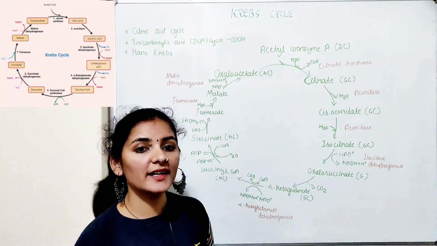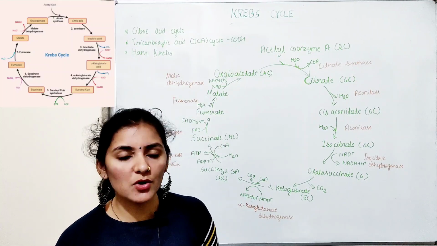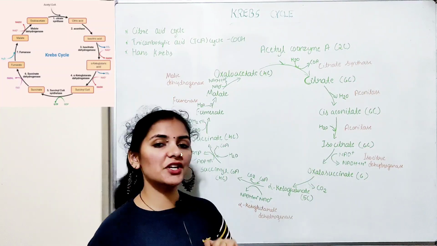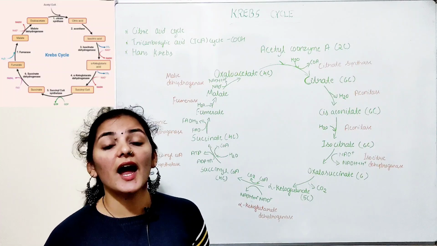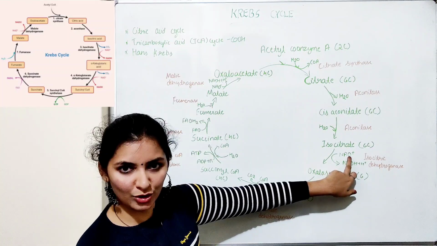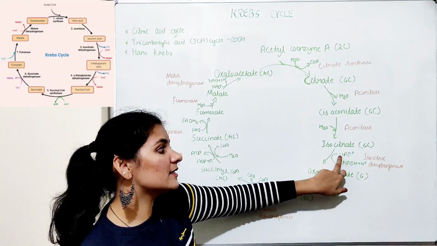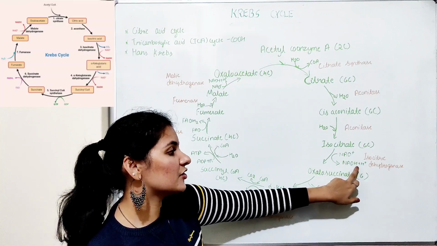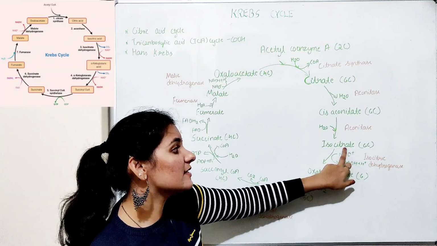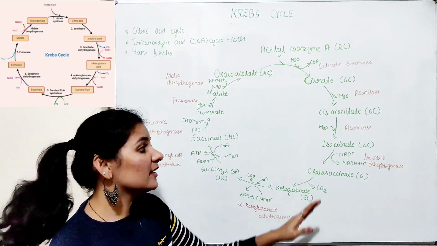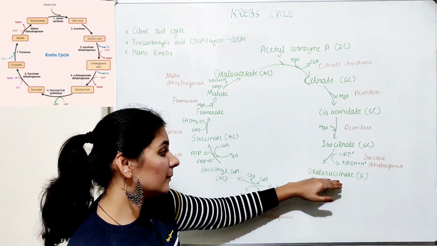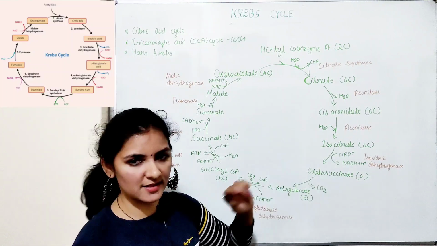Later, this isocitrate undergoes oxidation to produce oxalosuccinate, which is again a 6-carbon compound. During this oxidation process, 2 hydrogen atoms are released, and these 2 hydrogen atoms are received by NAD+, that is nicotinamide adenine dinucleotide. After receiving 2 hydrogen atoms, NAD+ is reduced to NADH and H+. So isocitrate is oxidized to oxalosuccinate, and NAD+ is reduced to NADH and H+. This reaction is catalyzed by the enzyme isocitric dehydrogenase. So ultimately the 6-carbon compound oxalosuccinate is produced.